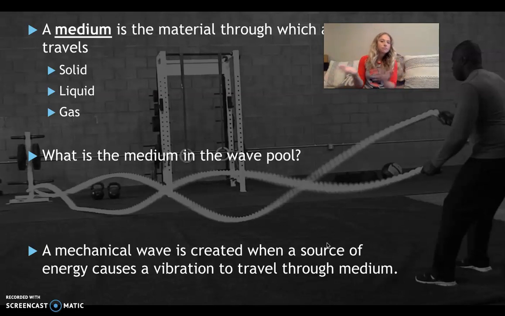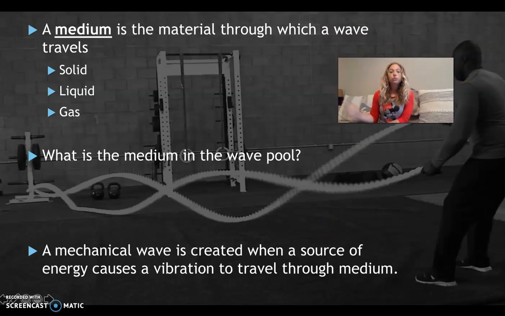So what is this medium? A medium is a material through which a wave travels. It could be a solid, it could be a liquid, or it could be a gas. Well, what is the medium in a wave pool? What is the wave traveling through? Water. So water is the medium of a wave pool, and that is an example of a liquid.